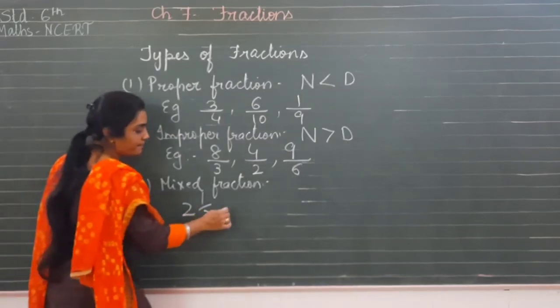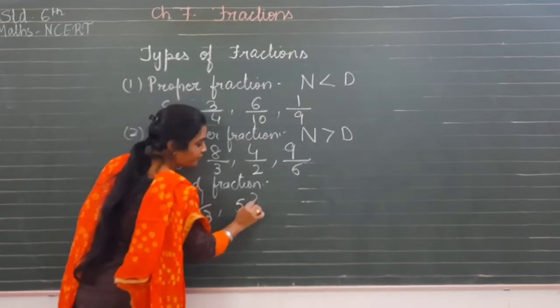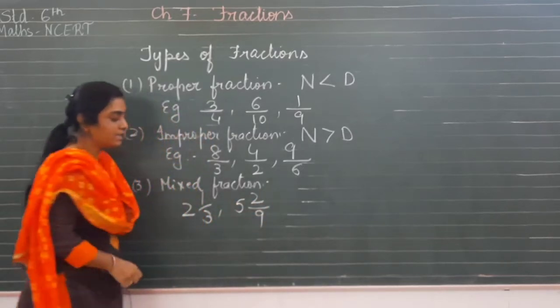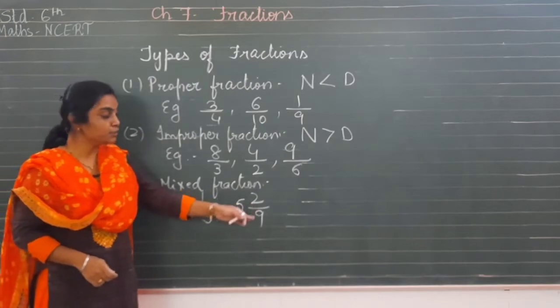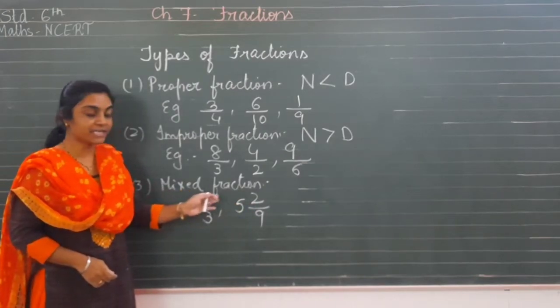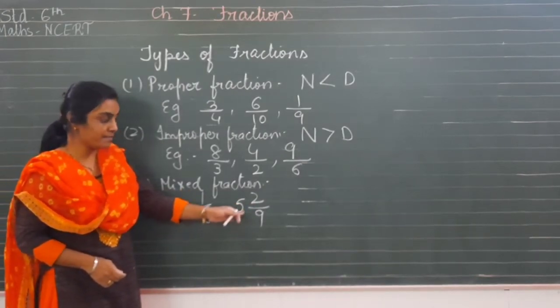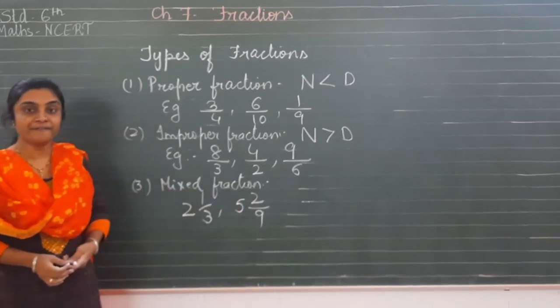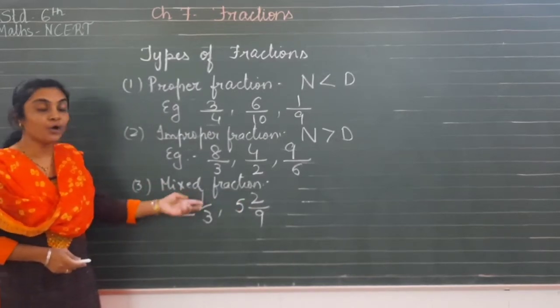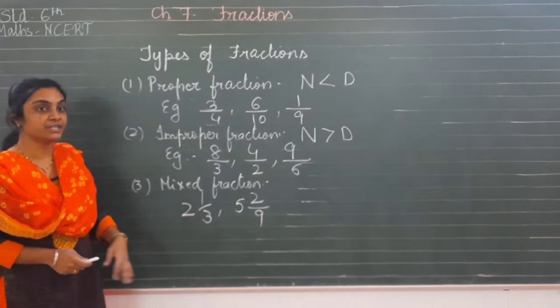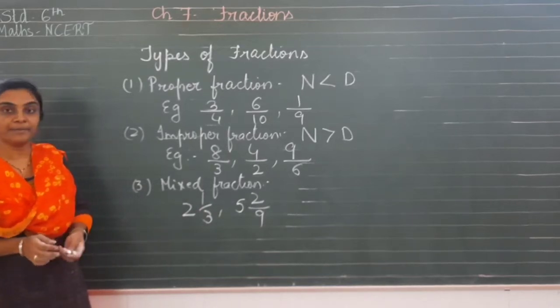Let us see other examples. 5 and 2 upon 9. So 5 integer 2 upon 9 is a mixed fraction, where 5 is a whole number and 2 upon 9 is a fraction. Next we will see how to convert a mixed fraction into a proper or improper one.